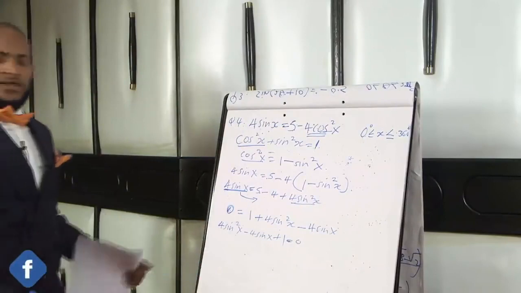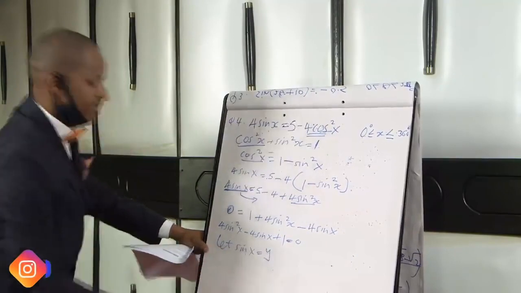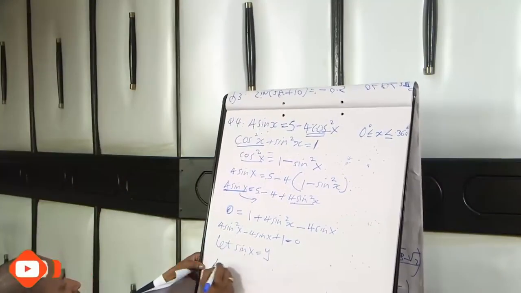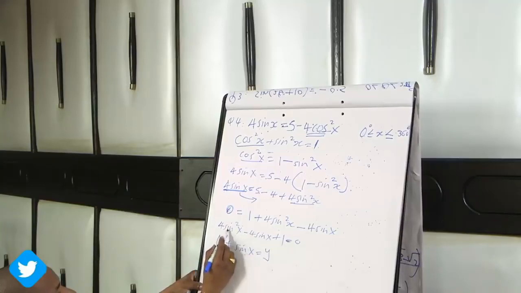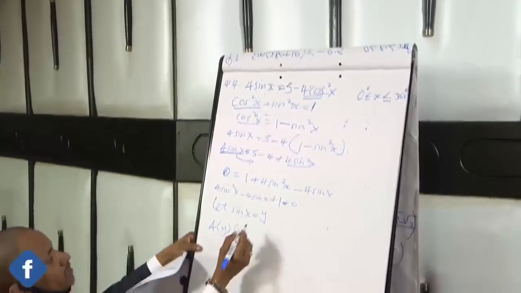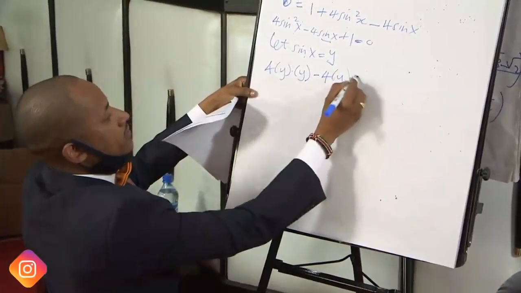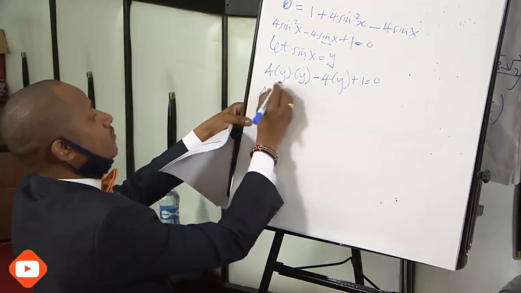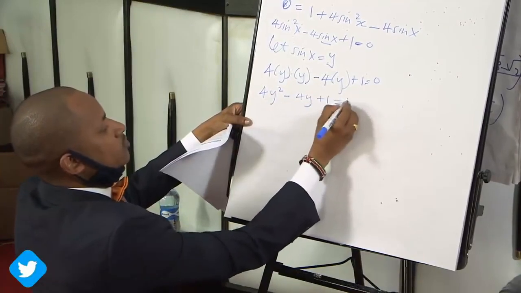Then this we will let sine x equal y. We want to further simplify this. Therefore, 4 times sine squared x is sine x times sine x. When you replace sine x with y, you have y times again sine x, which is y, minus 4 sine x, which is y, plus 1 equals 0. This gives us 4y times y is 4y squared, minus 4 times y is 4y, plus 1 equals 0.